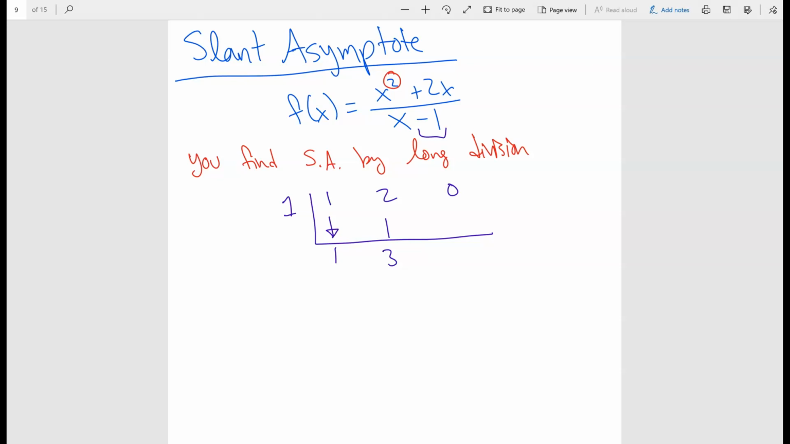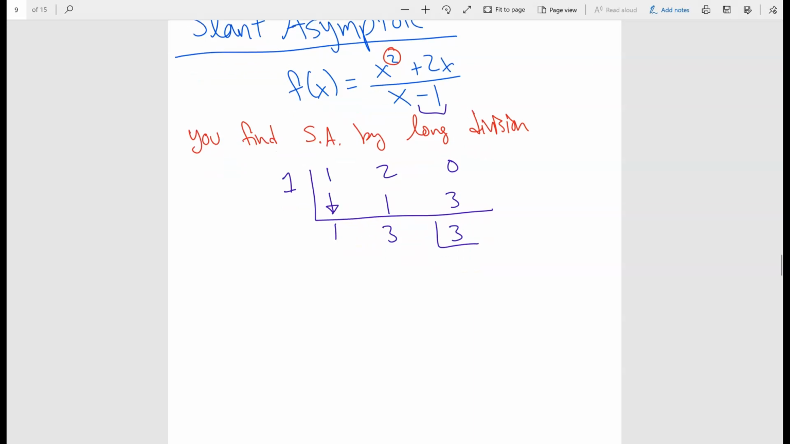3 times 1 gives me 3, and you're going to be left with a 3 as a remainder. Now, typically, the slant asymptote, so let's just write this out. Since there's a degree 2, we bring it down 1, so it's going to be a degree 1. So it's going to be x plus 3 plus 3 over x minus 1.